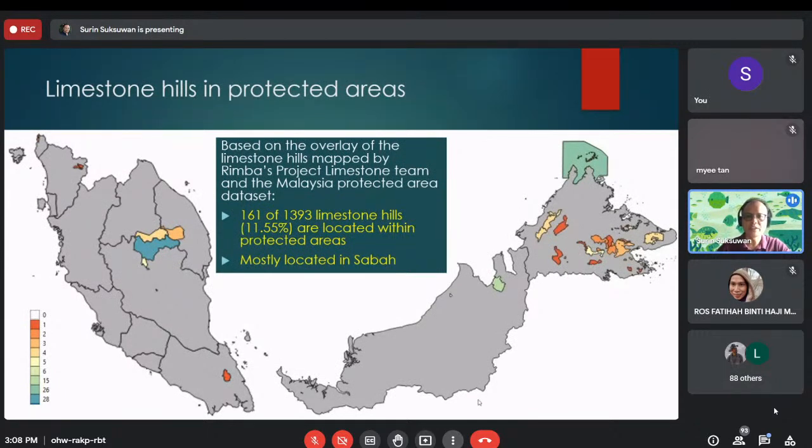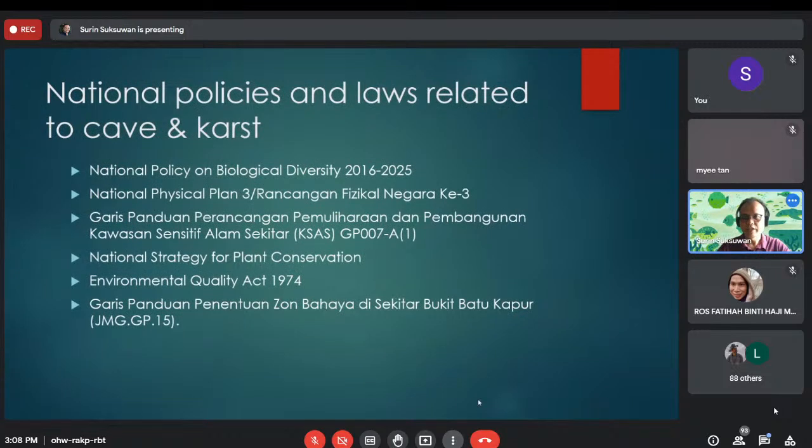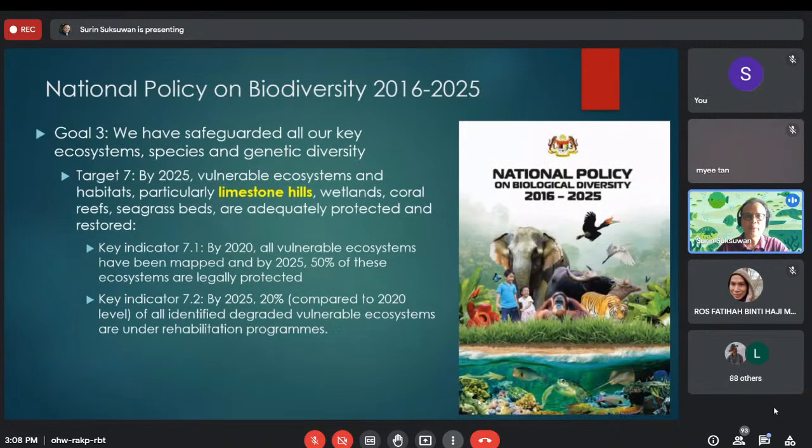And most of these limestone protected areas are in Sabah, actually. Right, so what are the key policies and laws related to cave and karst in Malaysia? I've listed a few and we'll go through them slowly, one by one.